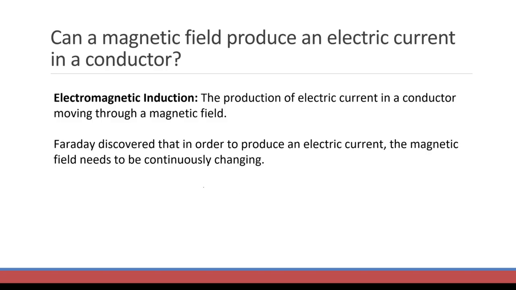So we've seen this far, we've talked about current going through conductors and objects, and it obviously produces a magnetic field. But can the other order happen? Can a magnetic field produce an electric current in a conductor? Well, the definition of electromagnetic induction is the production of electric current in a conductor moving through a magnetic field. Faraday discovered that in order to produce an electric current, the magnetic field needs to be continuously changing.